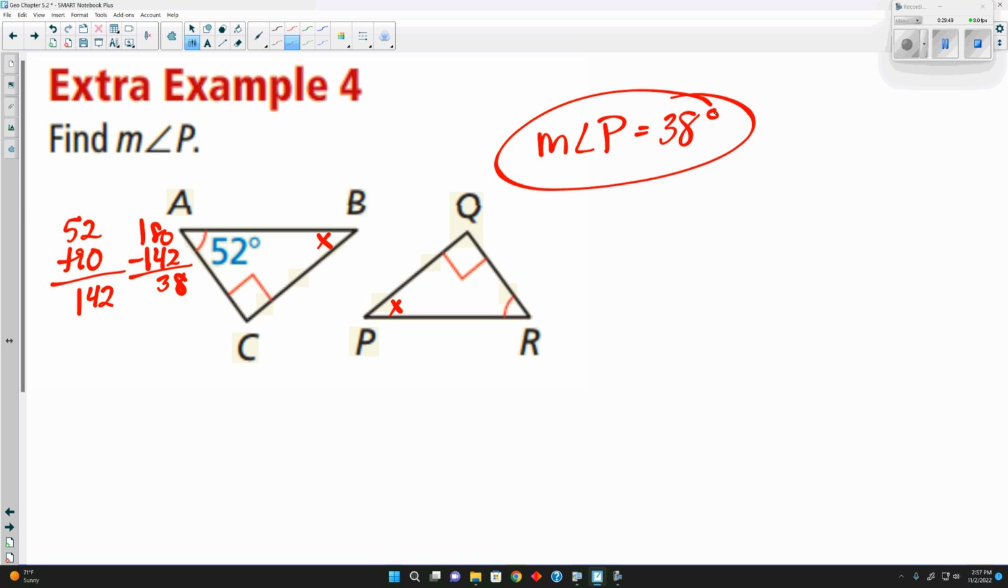Since it's a right triangle, our two other angles, P and R, add up to be what? 90, yes? What's 90 minus 52? This would be an 8, 10 minus 2 is 8. 8 minus 5 is? The sum of the acute angles in a right triangle add together to be 90. Yes, and that's the right way to do it. Why did you think about it like that?